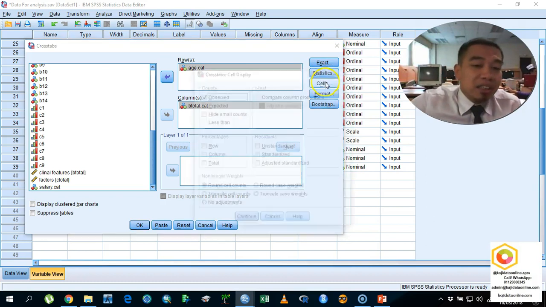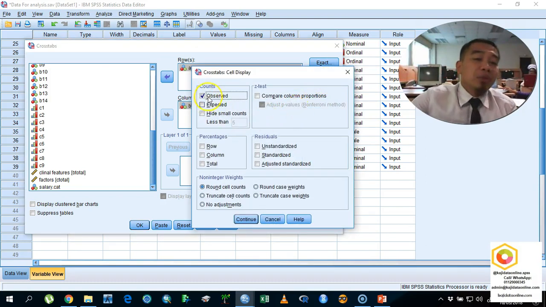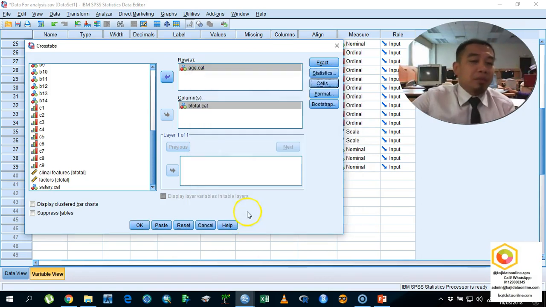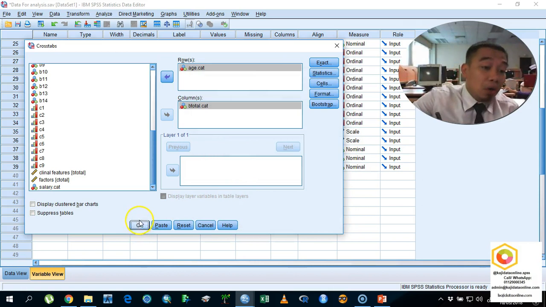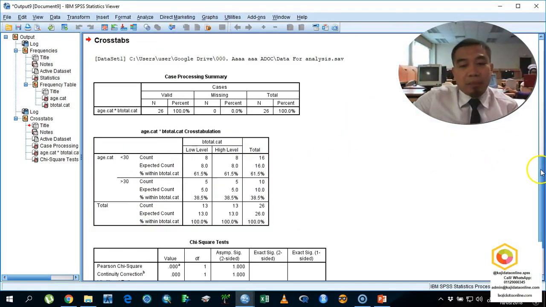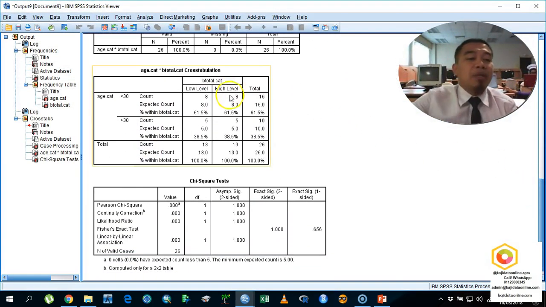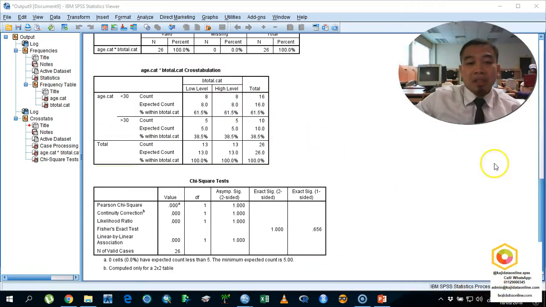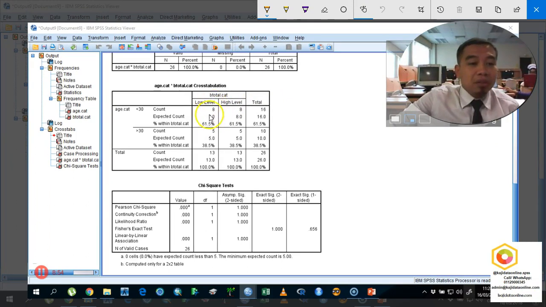Next, click the Cells button. You can request any of these, but usually I am only interested in selecting the column percentage, and perhaps I also want to see the expected count. Then I click continue, and then I click OK. After you click the OK button, this kind of table is produced for you. Can you see it? You can see it already.